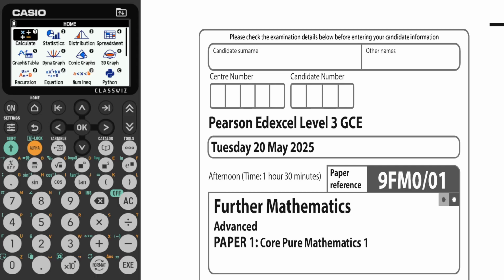This is the Edexcel A-Level Further Maths Paper 1, covering the Core Pure module, and this is from the 2025 series.